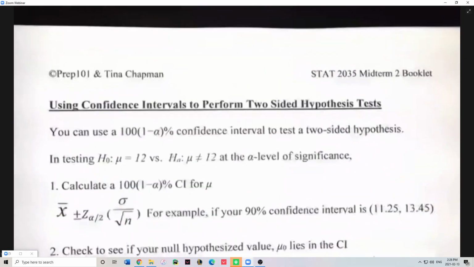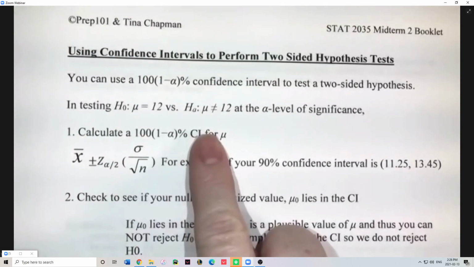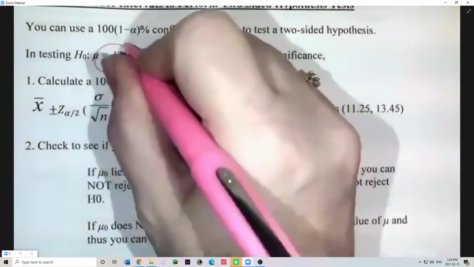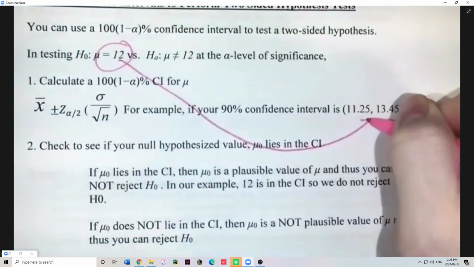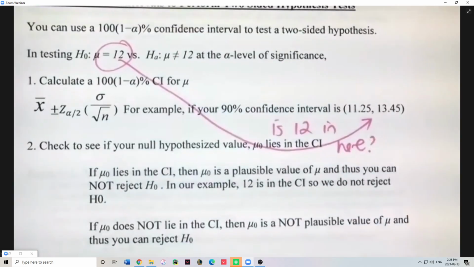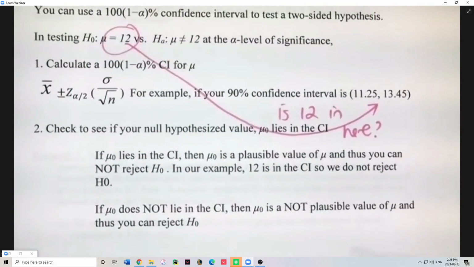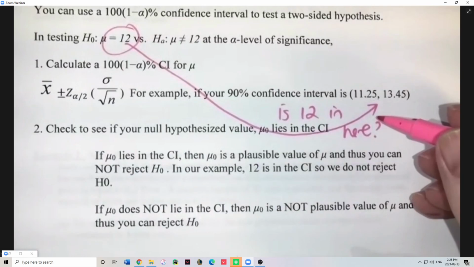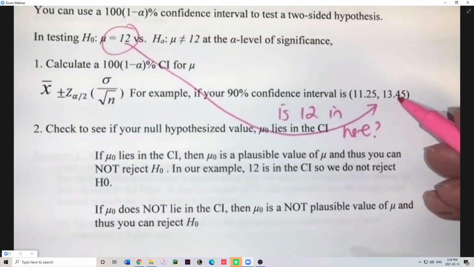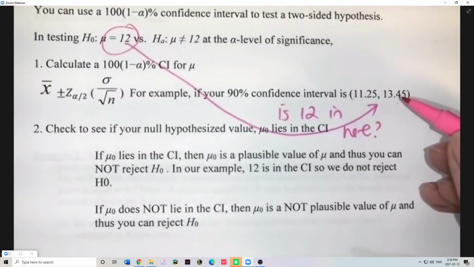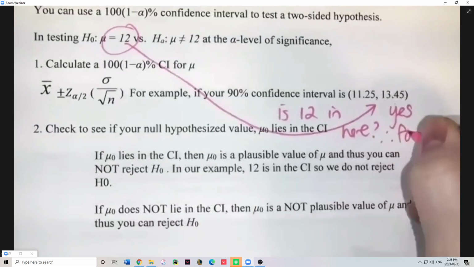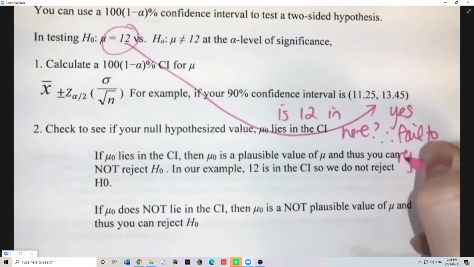If you're testing the mean is 12 versus the mean is not 12, and you have a confidence interval, then you check: is 12 in your interval? That's how you make your conclusion. In this case, 12 is in here, so we would say do not reject H naught. We call it fail to reject H naught.